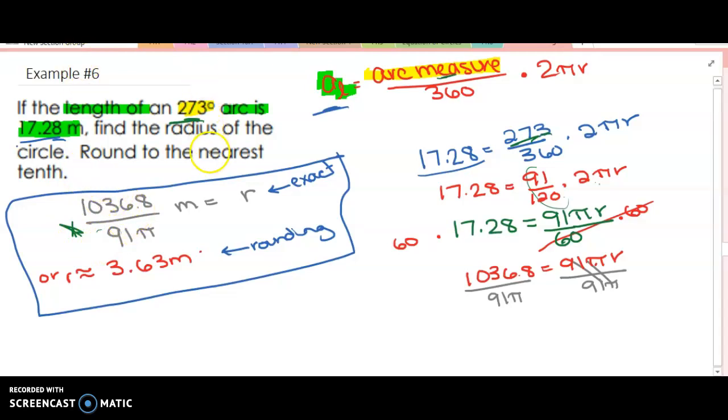Now, guys, I probably should have said something earlier. When you put this into your calculator, you have to put this in parentheses. Okay? Otherwise, your calculator does it incorrectly. Okay, but when you put that in your calculator, you should get 3.63 meters.